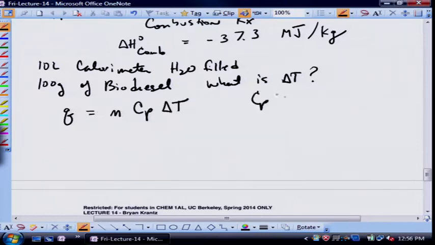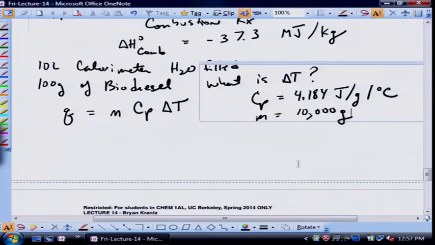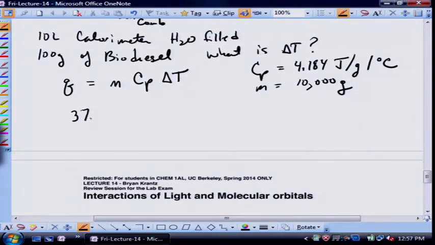And so we know the heat capacity of water is 4.184 joules per gram per degree C. We know the mass of water in this particular calorimeter is 10,000 grams. And we know delta T is unknown. So you say, well, how are we going to get Q? Well, that's pretty straightforward. We're going to use the heat of combustion, which is 37.3 times 10 to the 6 joules per kilogram. And we're just going to factor label that.